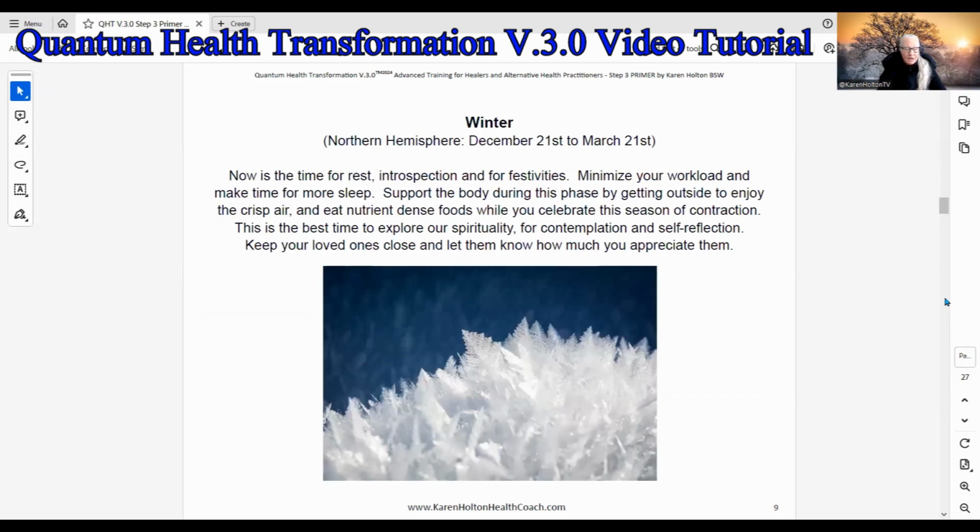Winter in the Northern Hemisphere, this is December 21st to March 21st. Now is the time for rest, introspection, and for festivities. Minimize your workload and make time for more sleep. Support the body during this phase by getting outside to enjoy the crisp air and eat nutrient-dense foods while you celebrate this season of contraction.